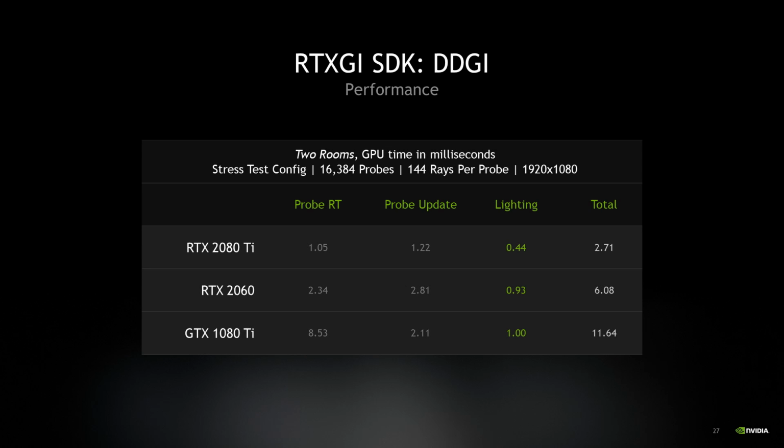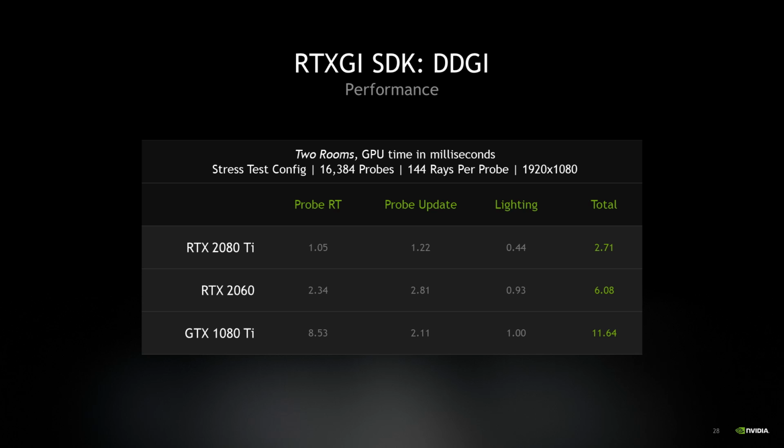Zooming back out, the final lighting step is a full-screen raster pass that scales linearly with screen resolution, just like traditional irradiance probes. Pulling all of this together, we get the combined GPU time for the DDGI algorithm in our stress test configuration. These total times give us a way to understand how the algorithm scales across GPU hardware, as well as a broad sense of what kind of performance to expect.